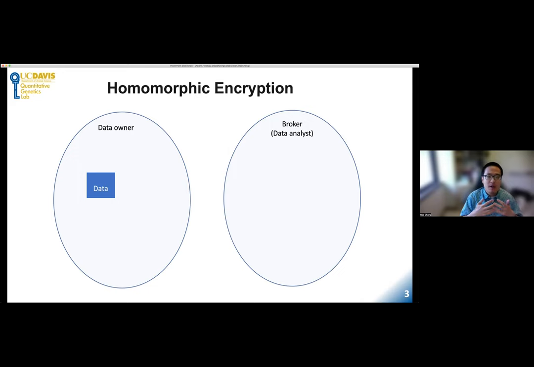So the idea is, we do not want to share the raw data, which I draw here as a blue box. Let's say these are the original data. But what we can do is use homomorphic encryption, or let's say one type of data encryption method, to encrypt the data first. So we'll get the orange box, which is the encrypted data, okay? And then we transfer the encrypted data to the data analyst who will be able to help us analyze our data.